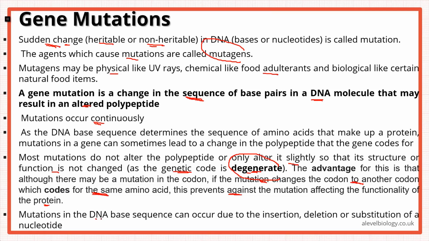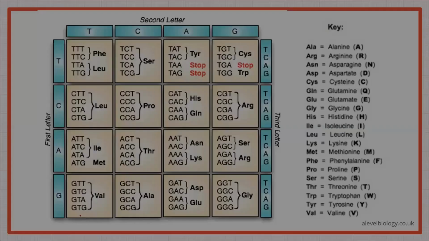So mutations in the DNA base sequence can occur in three different ways. One of them is known as insertion, the second is deletion, and the third is substitution, right? These can occur at the basis of any change in the sequencing of the nucleotide bases. And we'll talk about these in detail one by one.